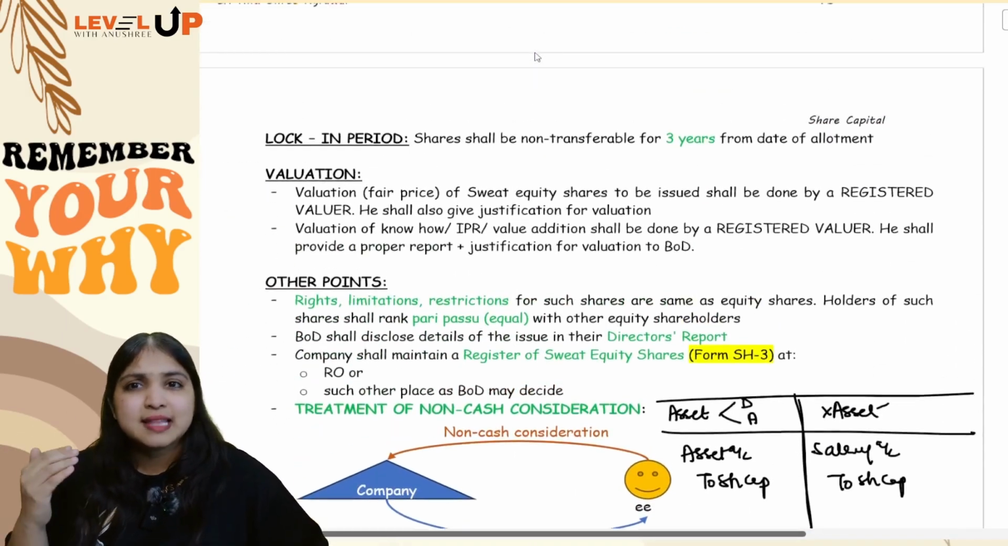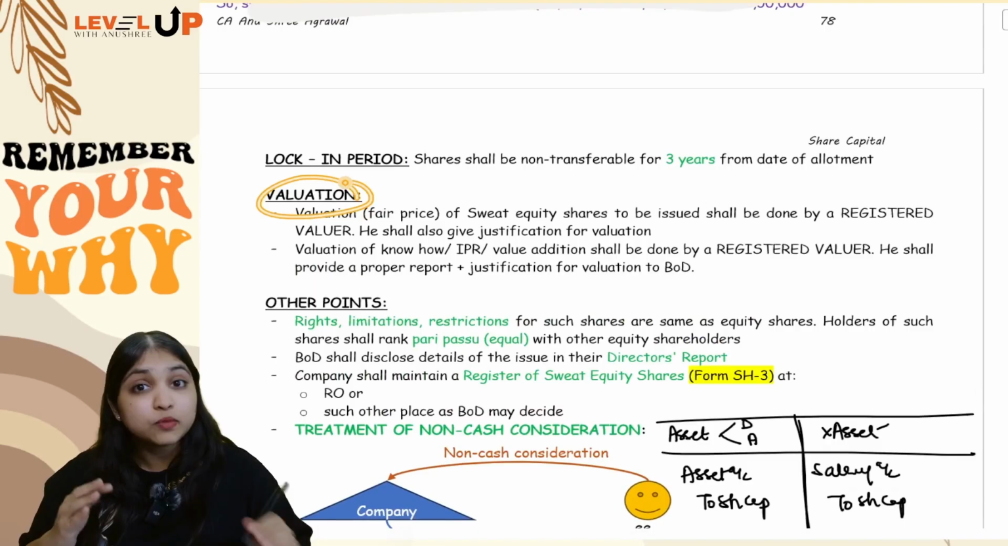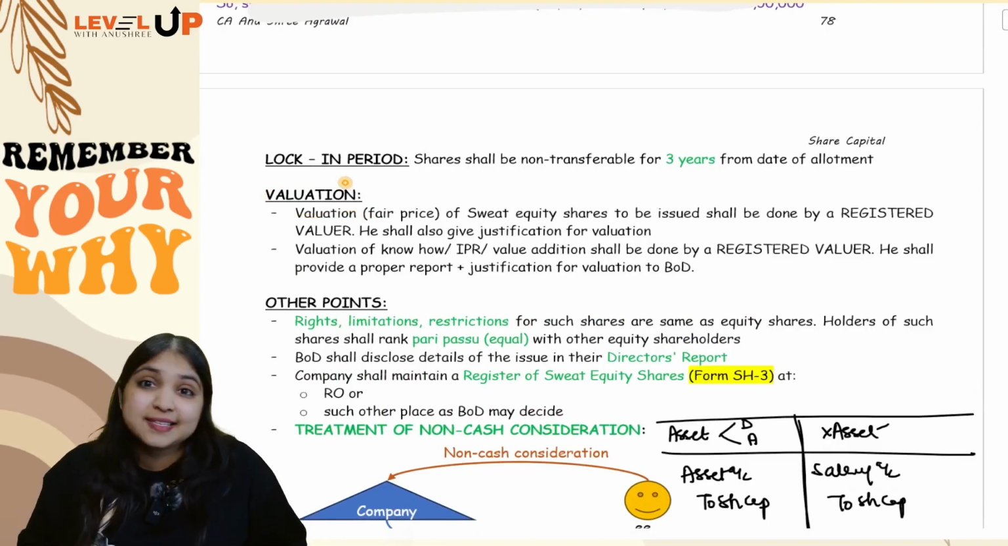And then we discussed that the company has to get a valuation done to know how many sweat equity shares exactly we should issue.